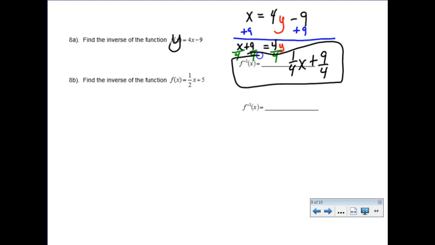(8b) is real similar. At some point in your math on 8b, you have to get rid of a coefficient of 1/2. What's the easiest way to get rid of a 1/2 coefficient? Multiply by the reciprocal, which is 2. Good. Make sure that gets distributed, though.